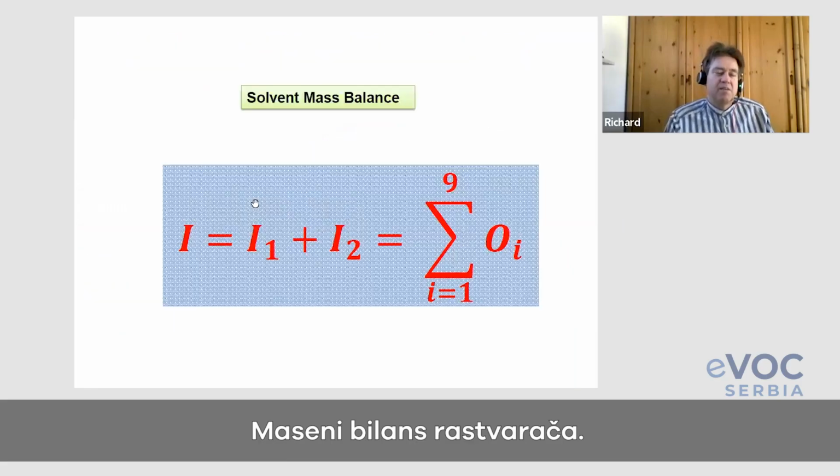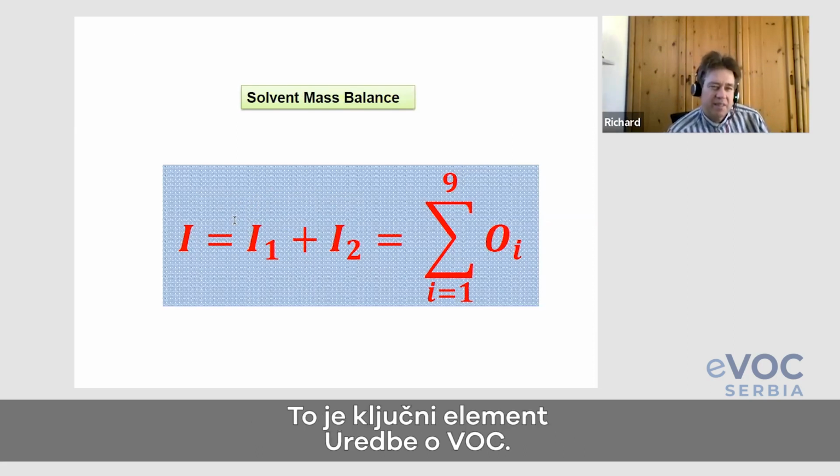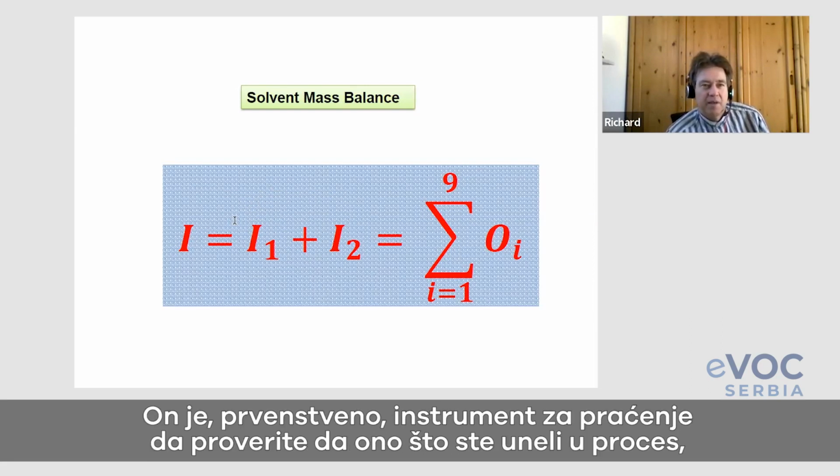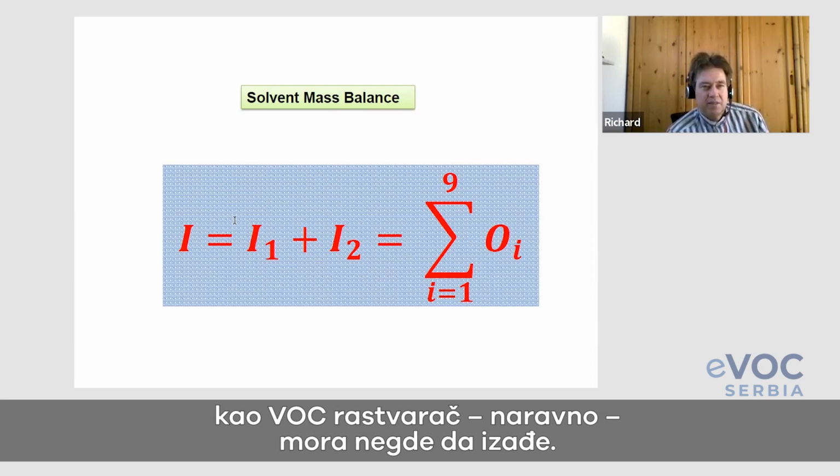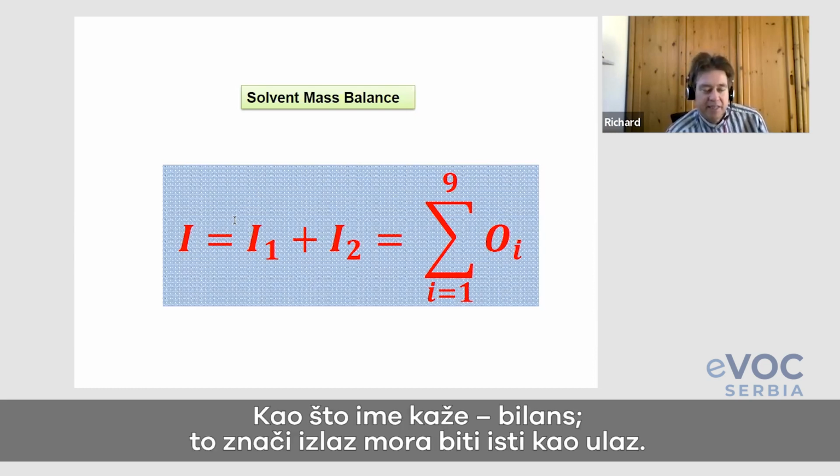Yes. So the solvent mass balance. It's a core element of the VOC decree. It means it's, first of course, a monitoring tool to check that what you put in as VOC solvents, of course, must get out somewhere. And like the name says, balance means input is the same as output.